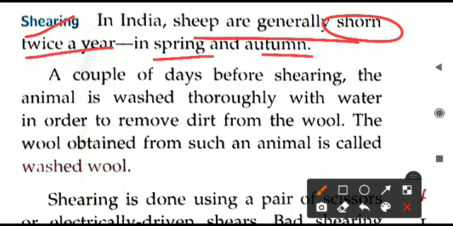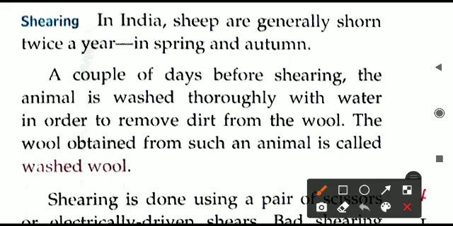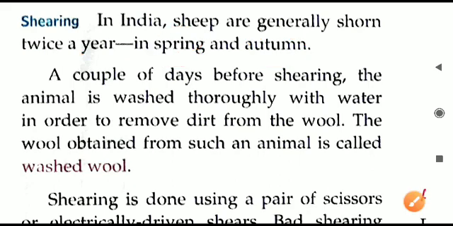What is shearing? Shearing is the process in which we are removing the hair. What is that? Woolen hair, the upper hair of the sheep, that is wool only. So when we are collecting wool from the body of the sheep, that is shearing. And twice a year, in the spring season and in the autumn season, 2 times in a single year, we can get the wool from a single sheep.